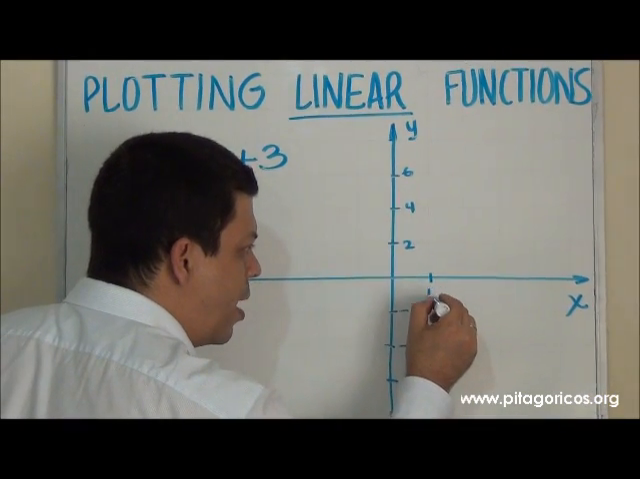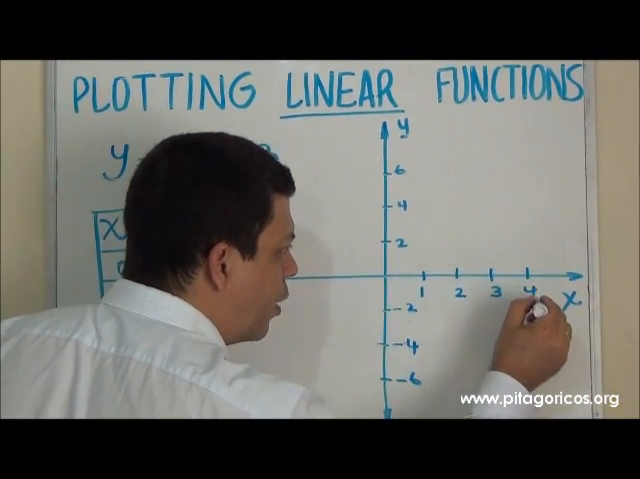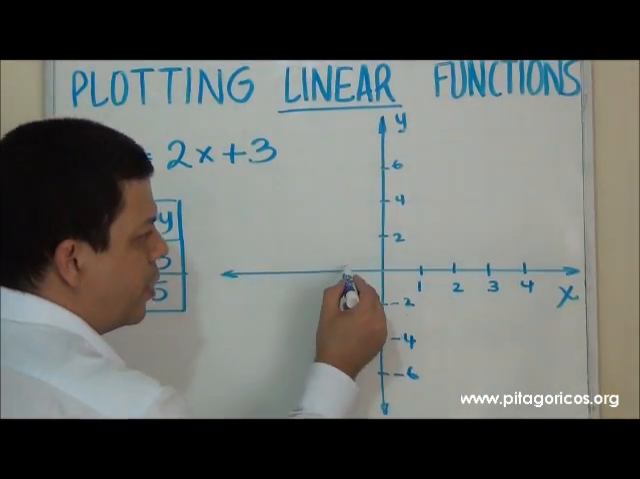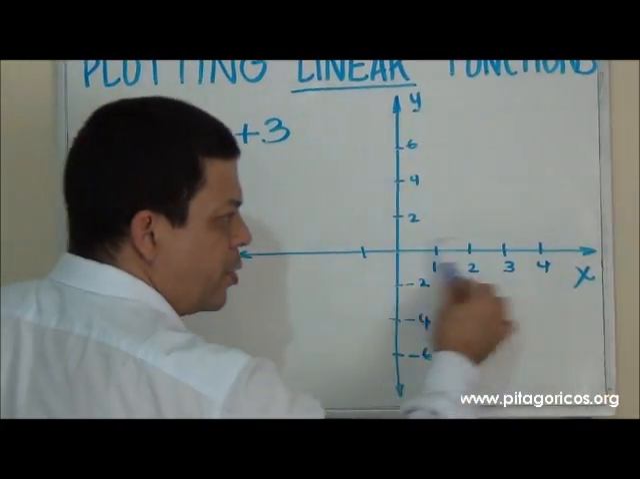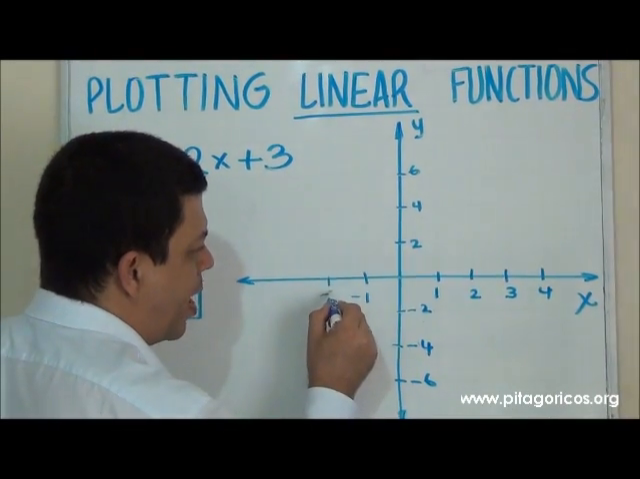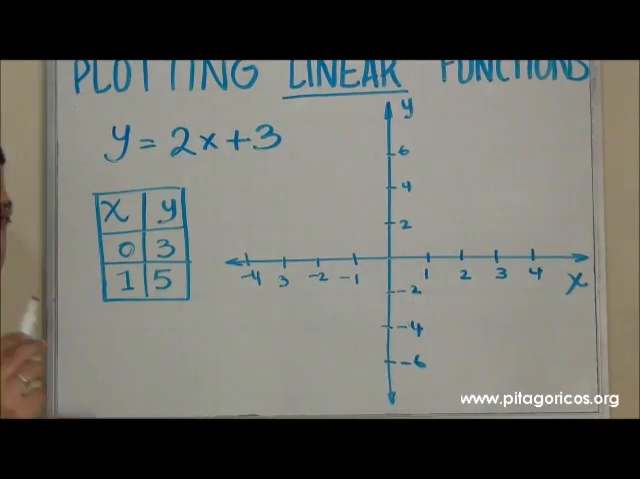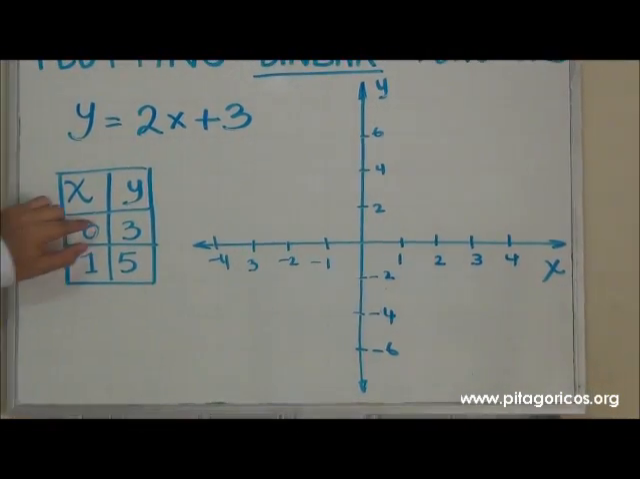Here we can put 1, 2, 3, 4, that is, for every square that I have here, I can put 1 unit. But of course, the same scale that I use for the positive part of my x-axis has to be used here: -1, -2, -3, -4.